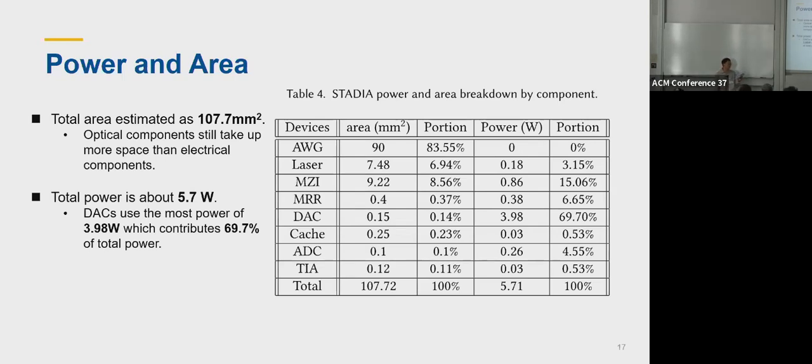Among them, the digital-to-analog converters use the most power, 3.98 watts, which contributes about 70% of total power. Thus, DACs are more likely to become the bottleneck on both latency and power. Moreover, the power cost of data conversion between optical and electrical even exceeded the power cost of optical computation.